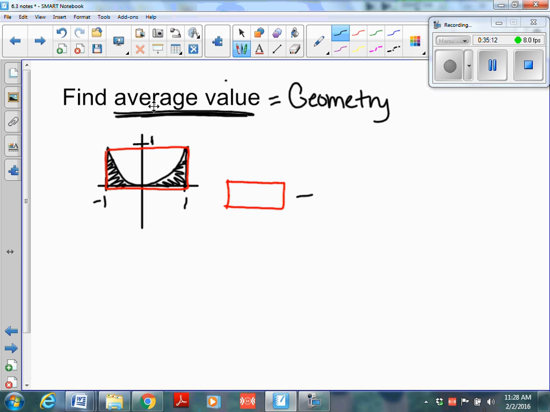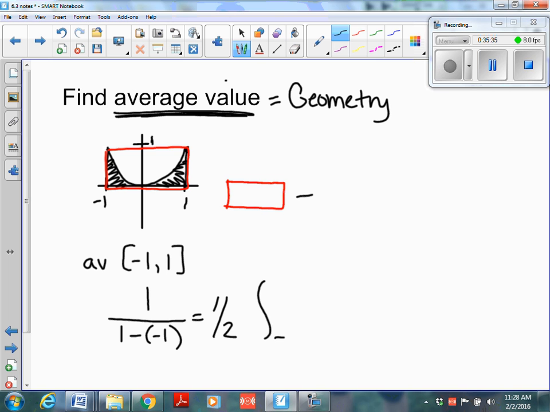But they want you to find the average value. They want you to find the average value between -1 and 1 of this picture. How do you find the average value? It's 1 over b minus a, which is 1/2. So you need that. And then you need to integrate from -1 to 1. And I don't know what f of x dx is, but whatever this is, we need to multiply by 1/2. But we don't have a function, we just have geometry.